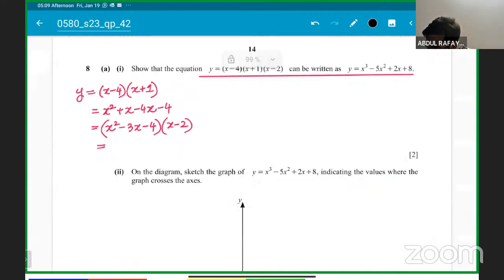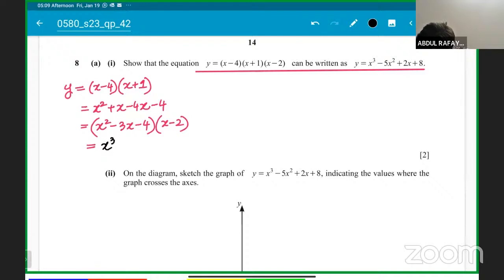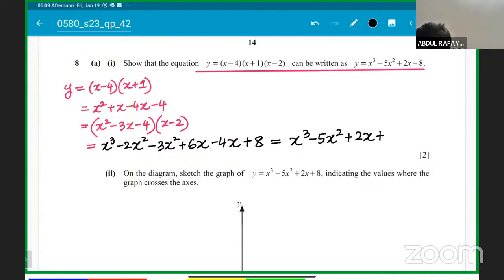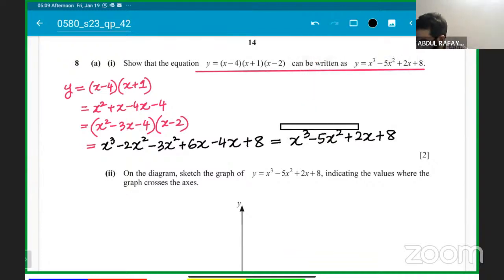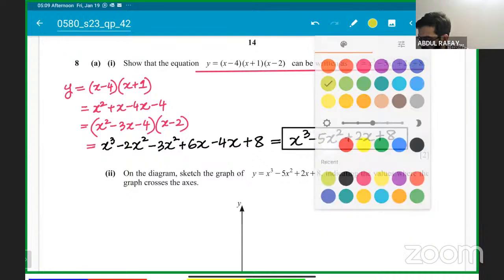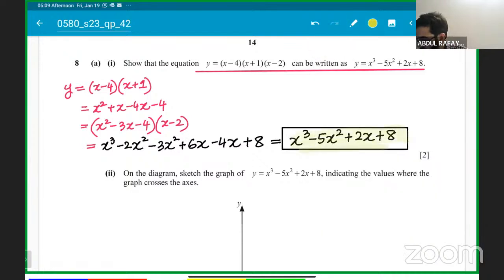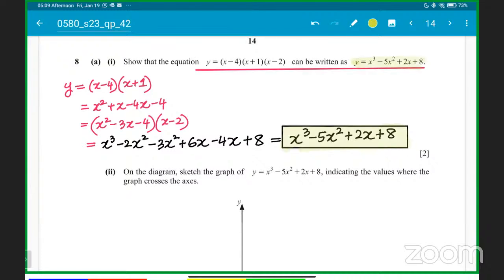Clear? Everyone got this? So it will be x square into x, that will become x cube. x square into minus 2 is minus 2x square, minus 3x into x is minus 3x square, minus 3x into minus 2 is plus 6x, minus 4 into x will be minus 4x and minus 4 into minus 2 will be positive 8. So x cube minus 5x square plus 2x plus 8. This is proved. Okay, everyone getting it? That's how strong you should be in these type of questions. Within seconds they should be solved. Match the pace. Okay, everyone getting it? Clear? Understood? Yes, sir. Now we have to sketch.